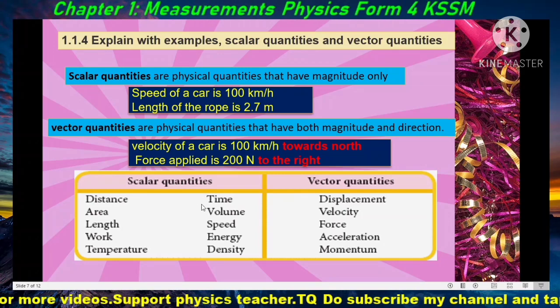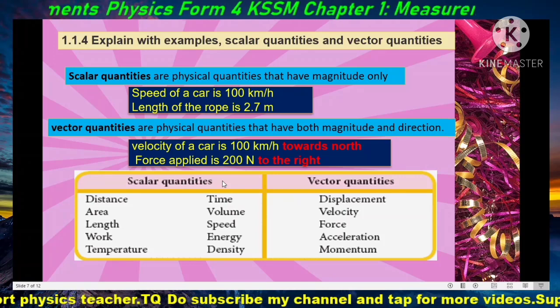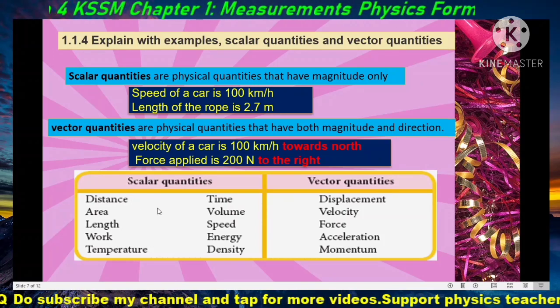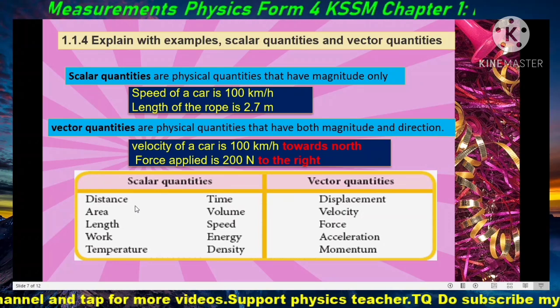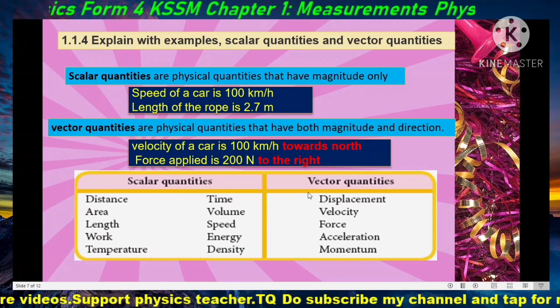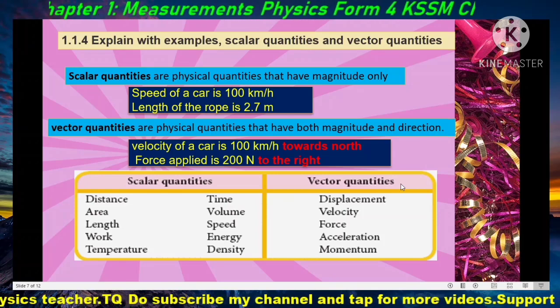Why do you think a scalar quantity does not need direction? Because the magnitude of a scalar quantity is always the same in any direction, or direction does not affect the value of scalar quantities, but it does affect the magnitude of vector quantities.